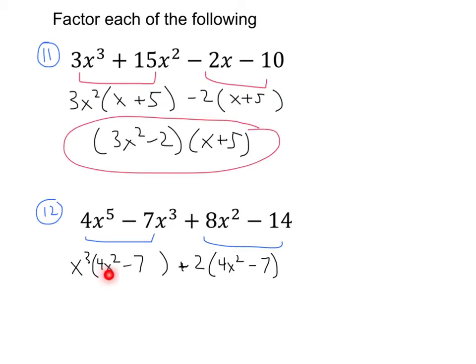All right? Notice again these match, right? Again, it's not possible to do this method if these don't match. Okay, so now I have x cubed groups of 4x squared minus 7 plus 2 groups of 4x squared minus 7. Therefore, we could say this is the same thing as x cubed plus 2 groups of 4x squared minus 7.